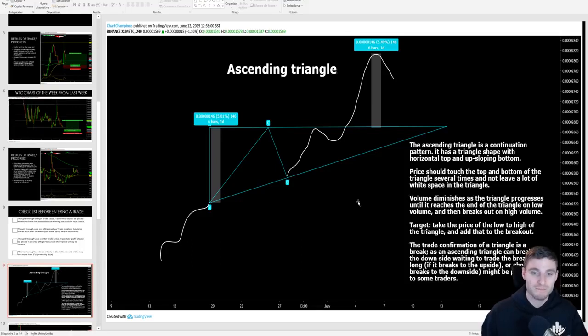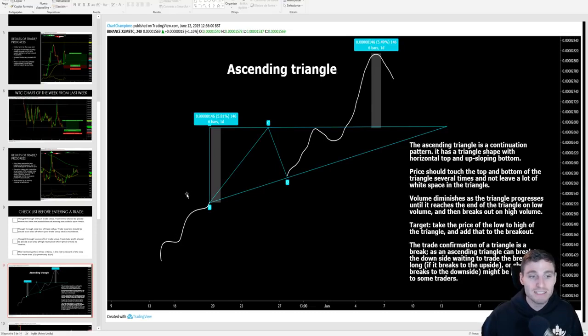Another key, as I mentioned earlier, is that I'm really big on volume. I think volume is a very important metric when trading. Volume can be used for confirmations or bullish or bearish signs on a chart. And as you go through a triangle, you would have an uptick, an increase in volume as you start the triangle.